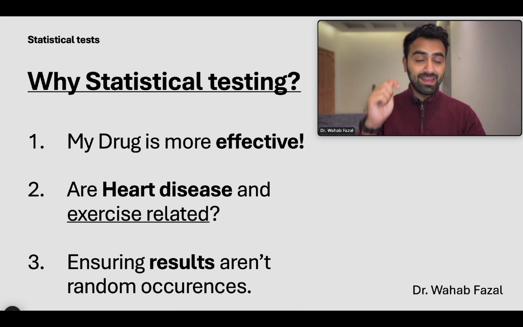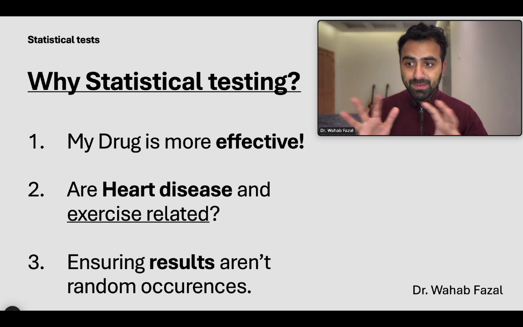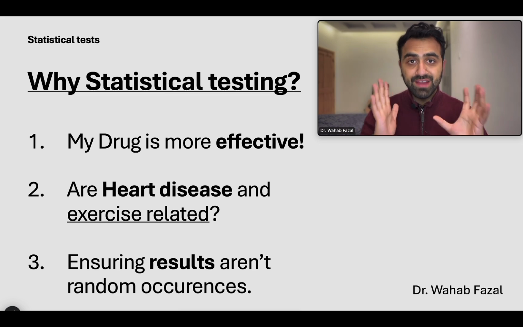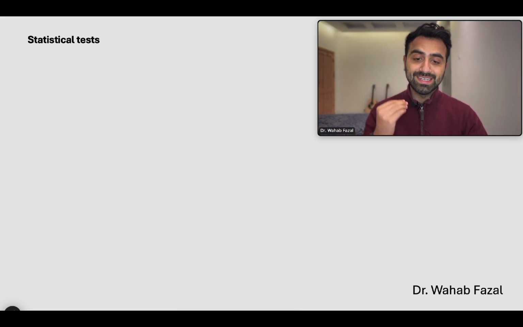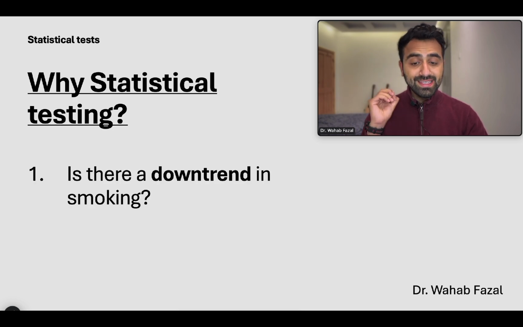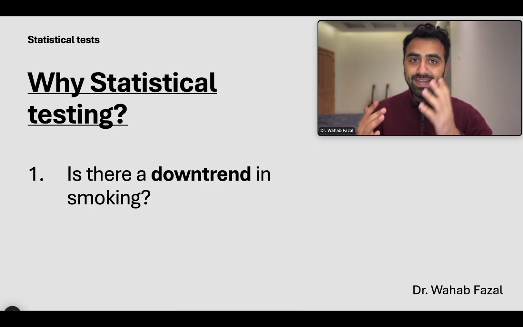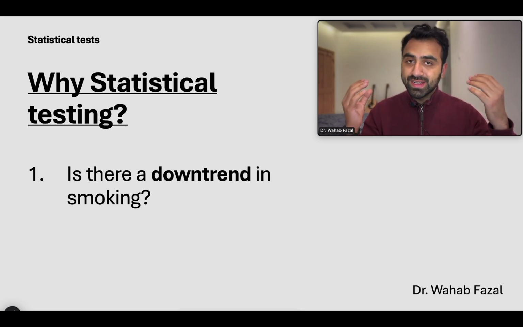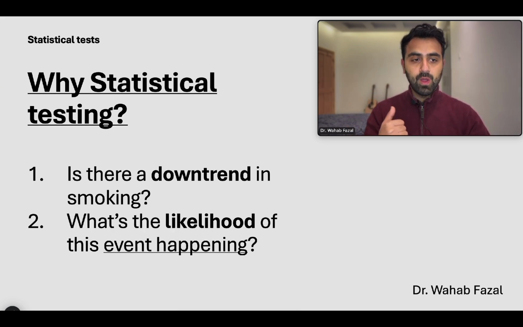Ensuring results aren't just random occurrences, meaning they're not just some random association in data that we have just noticed, and this is not just by chance. This is why we need statistical testing. Is there a downtrend in smoking? Meaning if we want to see a trend in a risk factor or a disease, we want to do statistical testing. What's the likelihood of something happening or not happening? That is why statistical testing is important.